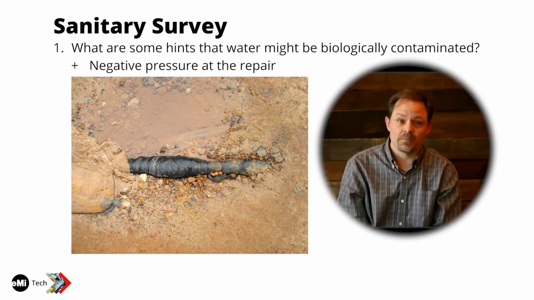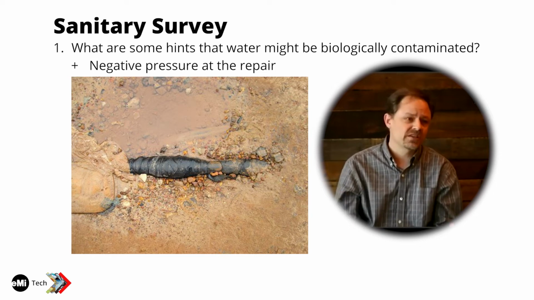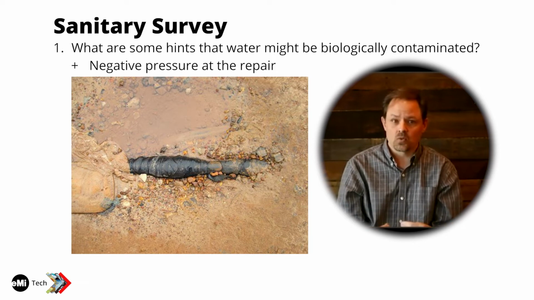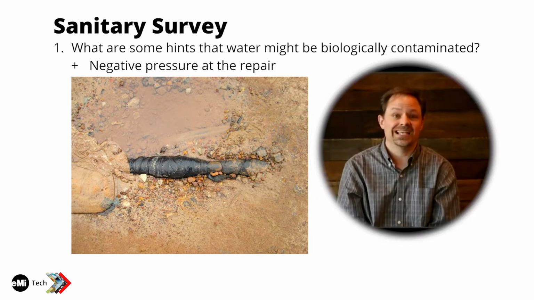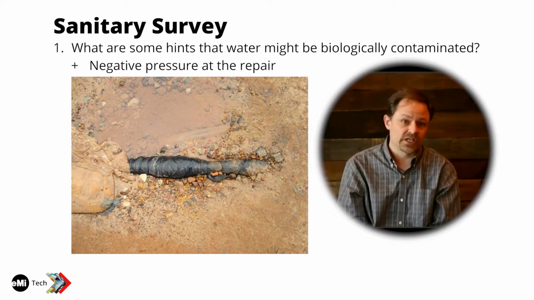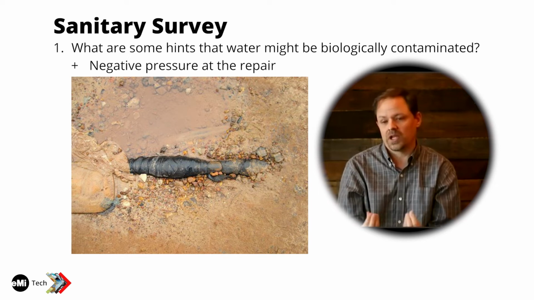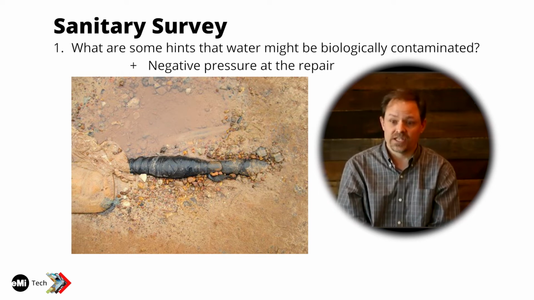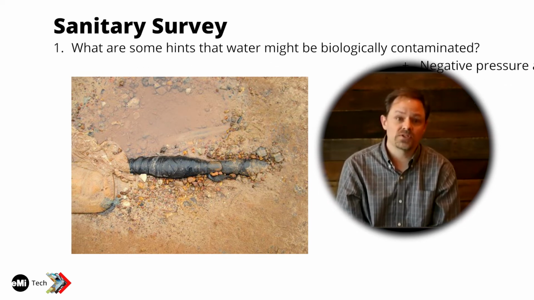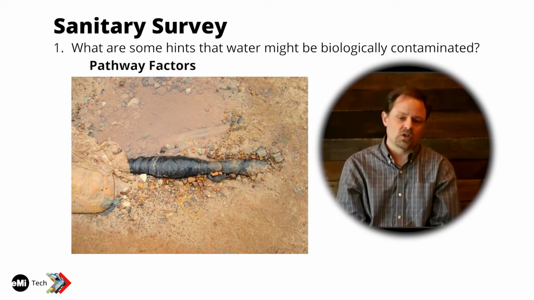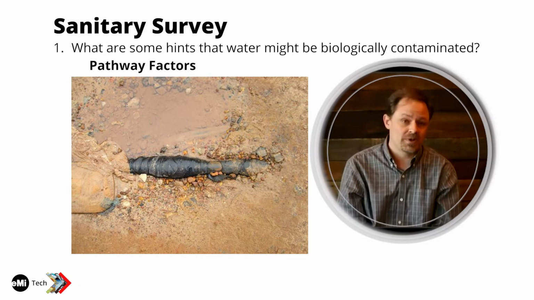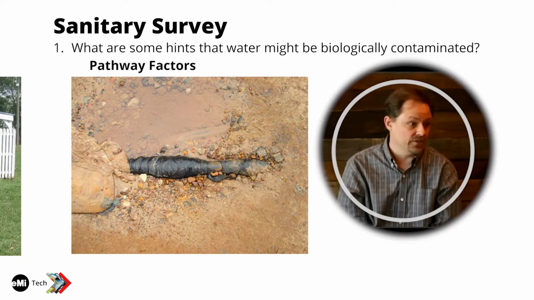Negative pressure at the repair of the pipe. So essentially the concern is if you have water getting out of a pipe, there's always the risk of water or any kind of contamination getting in. And that's especially concerning if the water is below atmospheric pressure. We could have water entering into that pipe. So both of those are called pathway factors. And that's because what we're looking at are pathways for pathogens to be entering into the water supply.